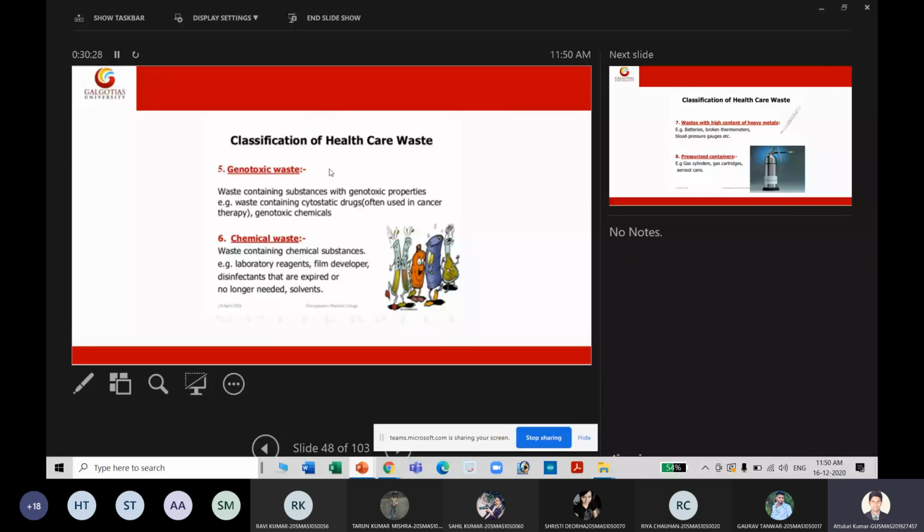Seventh one will be heavy metal waste. Can anyone say what are heavy metals, with an example? Lead. Very good. Lead is a heavy metal. Any other examples? Mercury. Yes, in paint they use lead. Mercury and lead are the heavy metals.